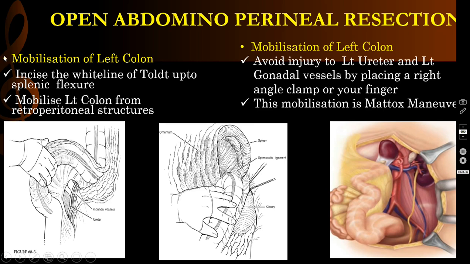Now the next step is you have to mobilize the left colon. So you have to incise the white line of Toldt up to the splenic flexure and mobilize the left colon from the retroperitoneal structures. While doing this mobilization, we should avoid injury to the left ureter and left gonadal vessels by placing a right angle clamp, or we can use our finger and then cut this area. Here you can cut it. This mobilization is known as the Mattox maneuver.